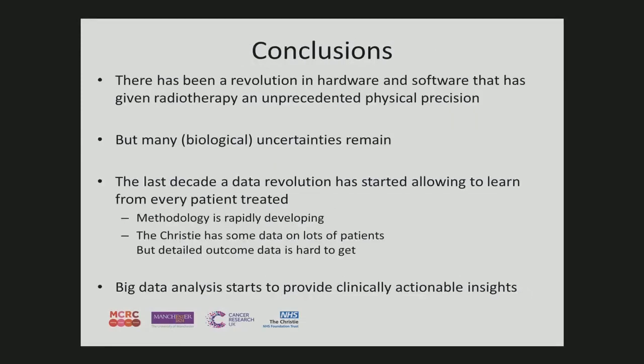So that brings me to my conclusions. There has been a revolution in hardware and software that has given us an unprecedented physical position of treating these patients. So that means that now the physics is no longer the problem, the biology is the problem. And there are many biological uncertainties that I showed you, like contouring and outcome and toxicity. So in the last decades, we and our colleagues started the data revolution, I think, which allows us to learn from every patient. The methodology is brand new, but rapidly developing.